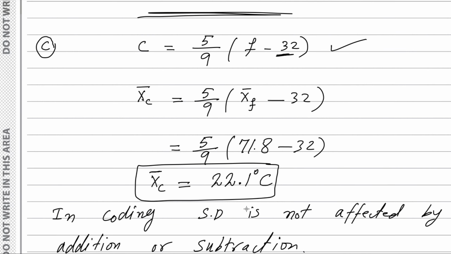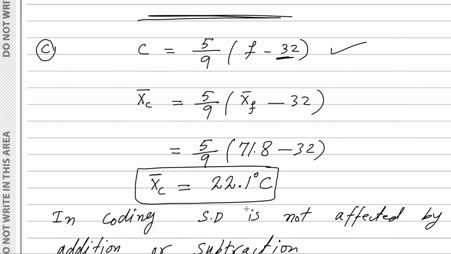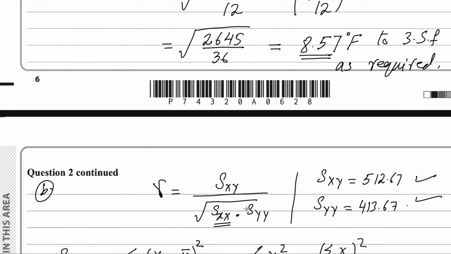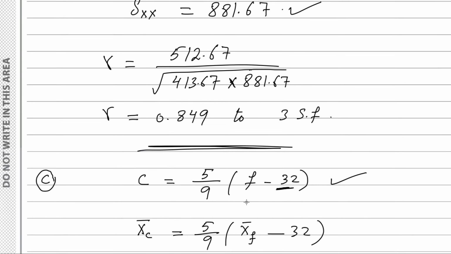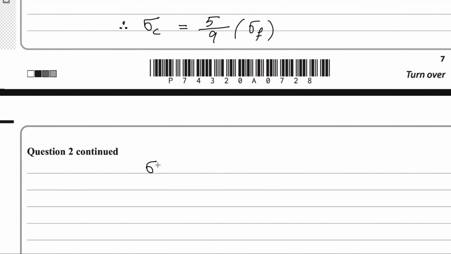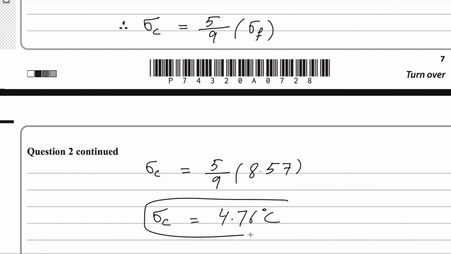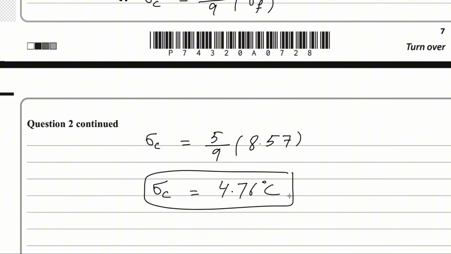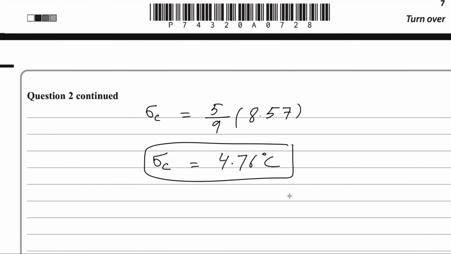We will ignore this minus 32 in the case of finding the standard deviation. The standard deviation we already found in the previous part, which is 8.57. Substitute that value over here and we get 5/9 multiplied by 8.57. So the answer for the standard deviation in Celsius will be 4.76 degrees Celsius. This is the answer for the other part of C. So this is done. Part C is done.